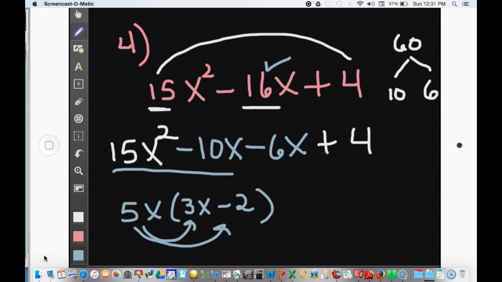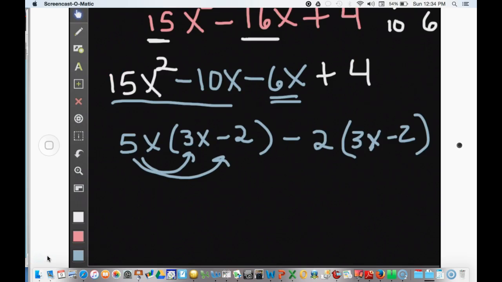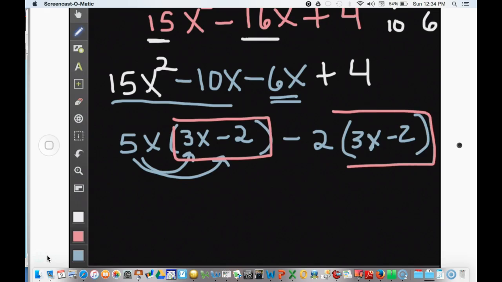On this side, I can factor out a negative 2. And if I do that, I'm going to get negative 2 times 3x gives us the negative 6x, and negative 2 times negative 2 gives us positive 4. Great, right now, because we can see a common factor of 3x minus 2 in both terms.